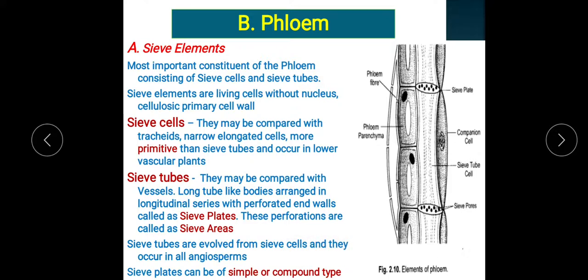That means sieve tubes are present in all angiosperms, and sieve plates can be of two types, the simple or compound type. In simple, only a single opening is present, which is the advanced type, and in compound type, many sieve areas are present, which is called compound, and it is a primitive type. So all these things are similar to the vessels and the tracheids.